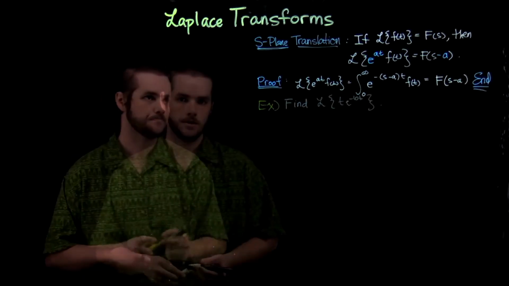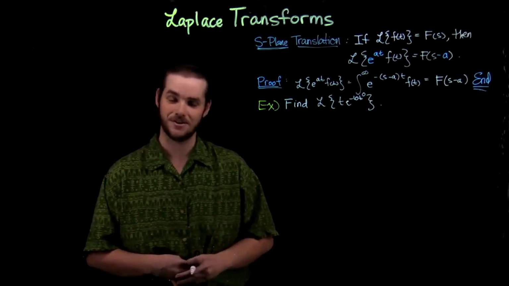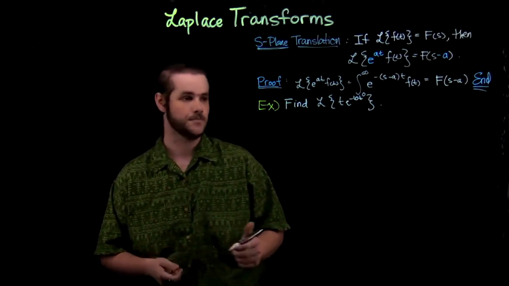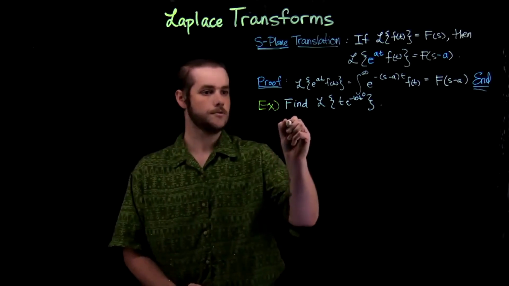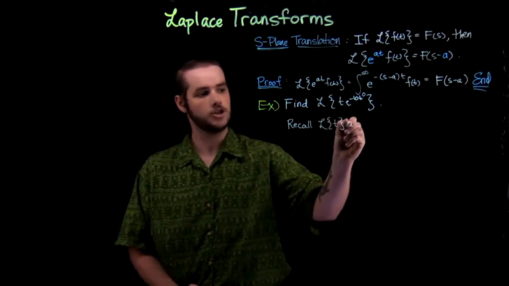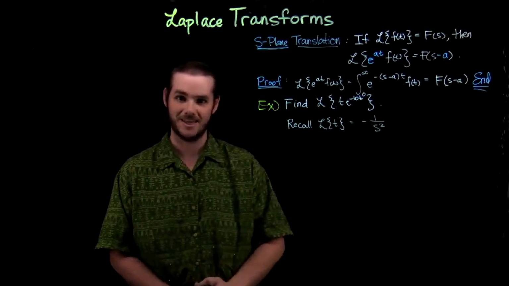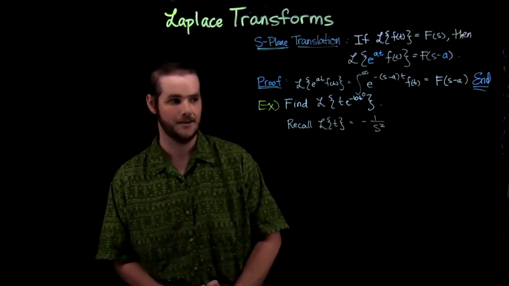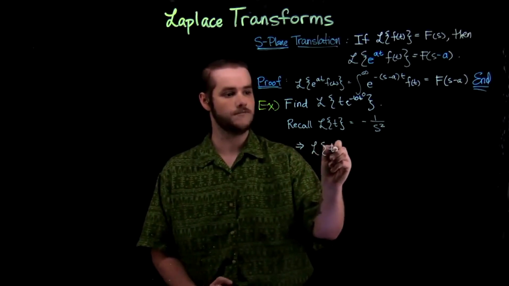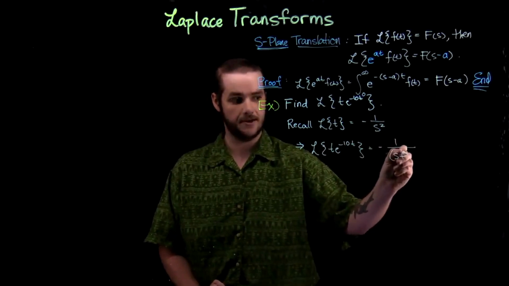Let's look at an example. Well, now, when exponential terms show up in my Laplace transform, I can almost ignore them or just think about them as shifting my output variable s. So I know that if I just have the Laplace transform of t, that should be negative 1 over s squared. But since I have that times e to the negative 10t, I'm going to subtract negative 10 from my variable s.